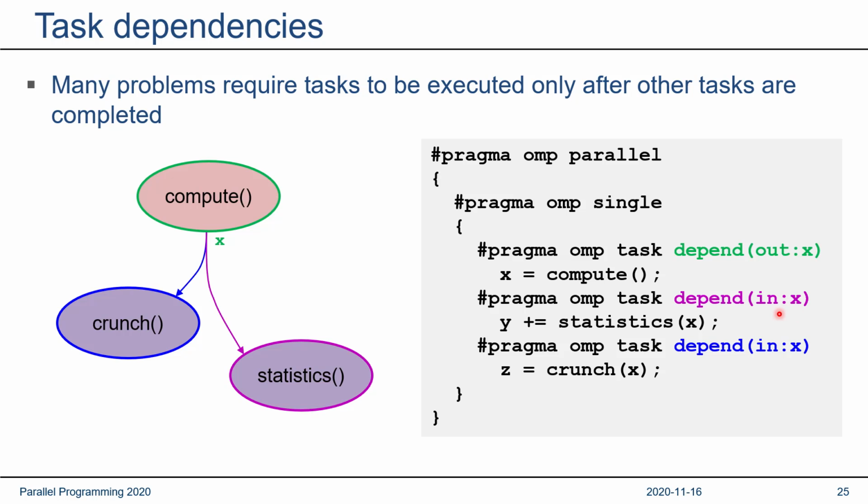We say depend in :x in both clauses to denote that whatever was produced up here as an output is needed as an input here. Now, what this means to the runtime is that the second and the third task can run in parallel. They are totally independent, but they both depend on the first task. They will not run before the first task is complete.